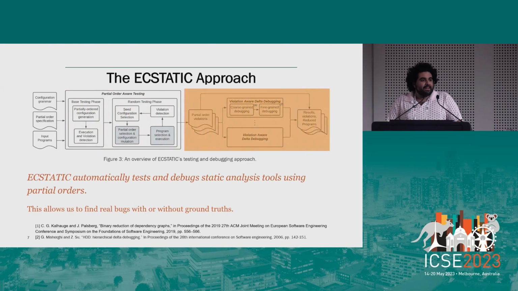Once ECSTATIC finds violations, it then performs violation-aware delta debugging to reduce the input program to just the failure-inducing features. This helps deal with that third issue that I pointed out with debugging static analysis, which is that a developer needs to understand two code bases. The reason that this delta debugging is violation-aware is that the predicate for the delta debugger is whether the violation still exists after it makes a change.